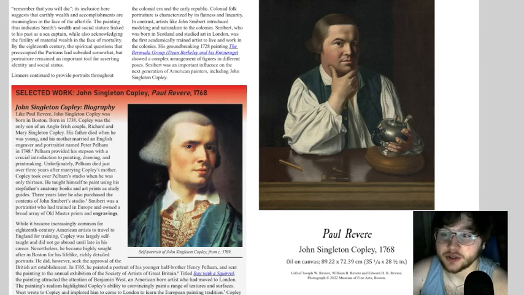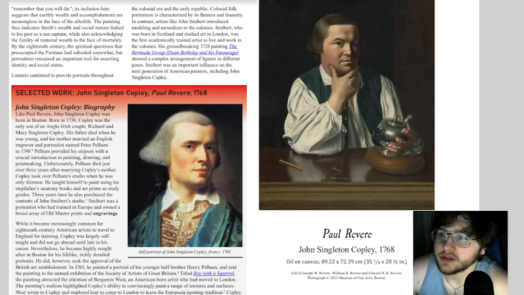By the 18th century, the spiritual question that preoccupied the Puritans had subsided, but portraiture remained an important tool for asserting identity and social status. Limners continued to provide portraits throughout the colonial era and early republic. Colonial folk portraiture is characterized by its flatness and linearity. In contrast, artists like John Smibert introduced modeling and naturalism to the colonies.